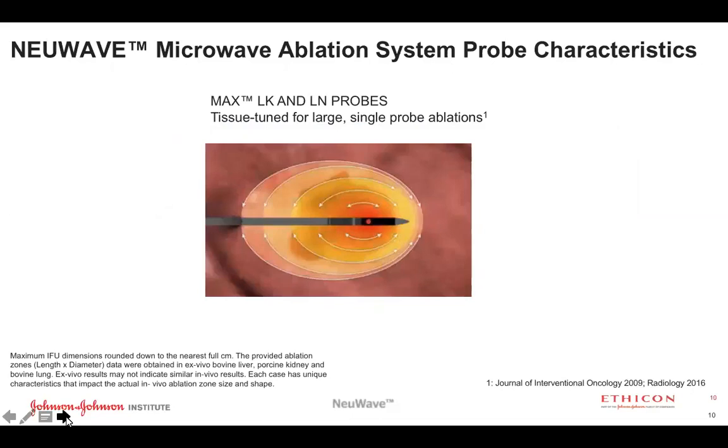There are 2 different styles of antenna that are present with the NEUWAVE system. This is the LK and LN probes, which were one of the earlier iterations of the probes. You can see the energy is emitted through not the very distal part of the antenna, but slightly far back from the very tip. And the energy is propagated both anteriorly or forward and backward along the shaft of the antenna. And this generates relatively large ablation zones for each respective antenna.